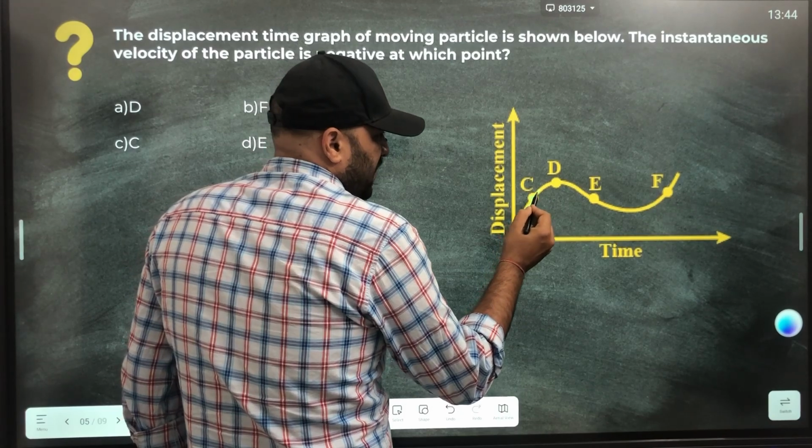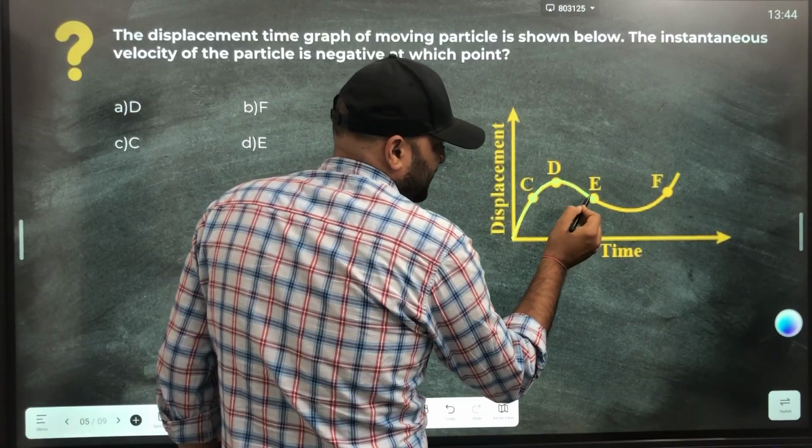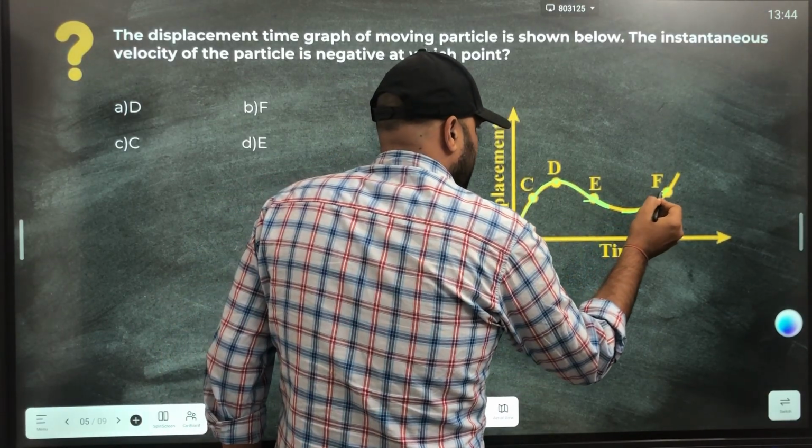At C it is positive, at D it is positive. Now D to E it is getting negative. At purely E it is negative because the slope is negative. It is going down, right? Again it is increasing, again it is positive.